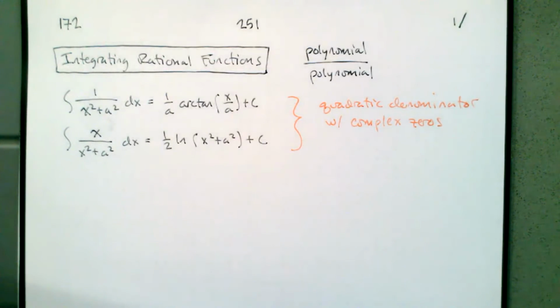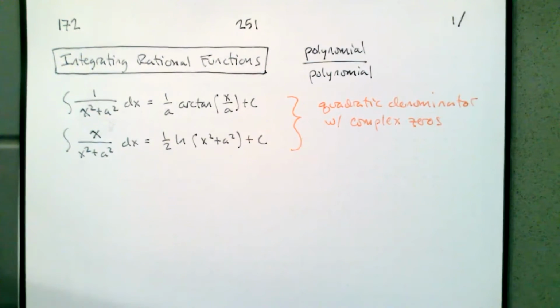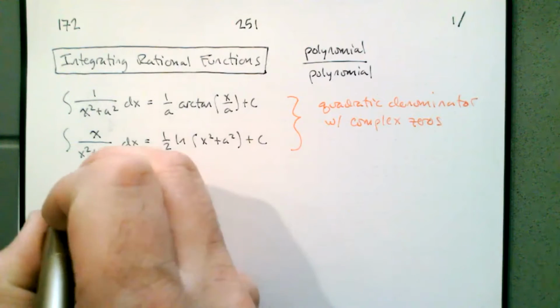So if we have a quadratic denominator with complex zeros, all we need to know about is what happens if it's degree 0 on top or degree 1 on top. We don't have to worry about degrees greater than 2. If the degree of the numerator is greater than or equal to that of the denominator, we use long division to rewrite the polynomial. So algebraic answers to anything that's not this.